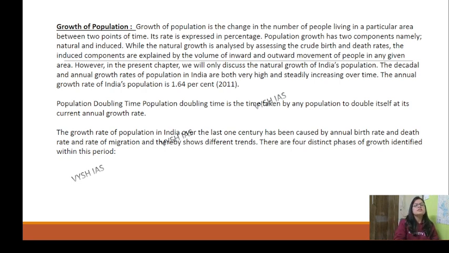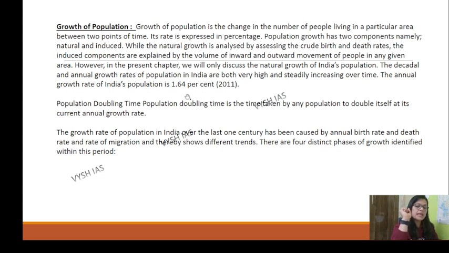Coming back to it. In this chapter, we'll be discussing only the natural growth of India's population. You need to understand these two things: decadal and annual growth. The decadal and annual growth rates of the population in India are very high and steadily increasing over time. Decadal means 10 years.